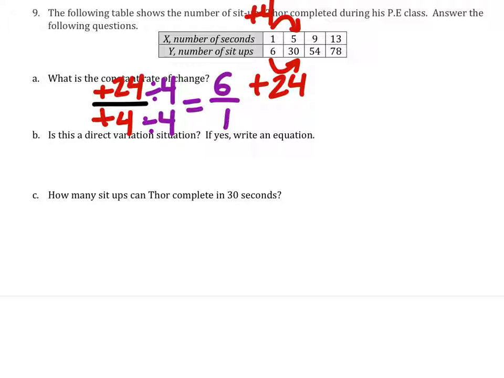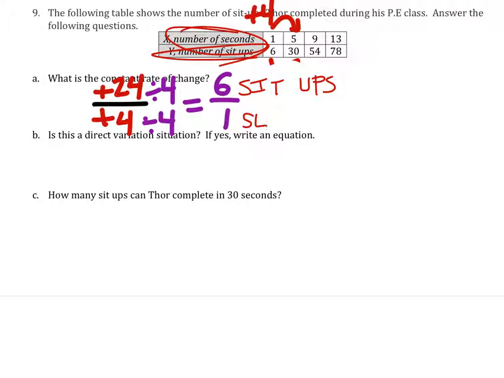Well, you need to show some work. Now, since that is a rate of change and this is a word problem, we do need to label these. So the 6 being the change in y is number of sit-ups. So we would label this 6 sit-ups per number of seconds. 1, that's the x. So 6 sit-ups per second. That's pretty quick. Good job, Thor.